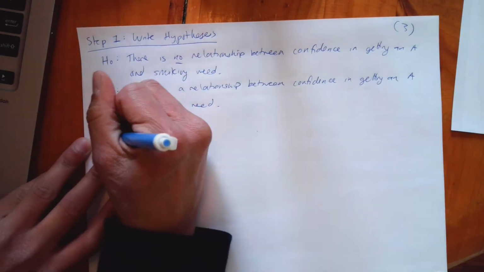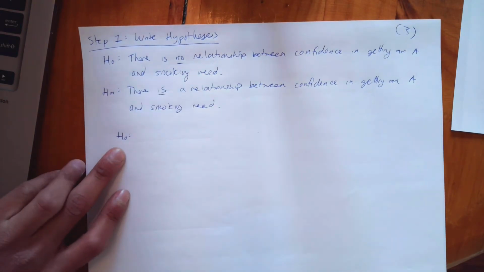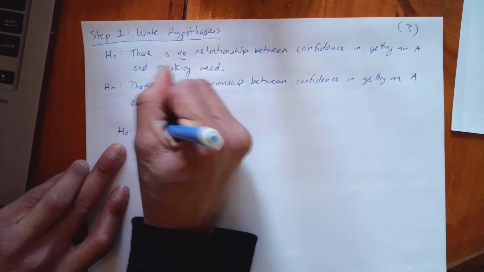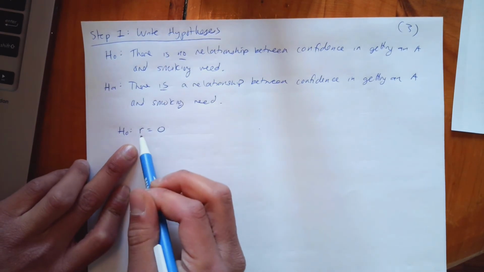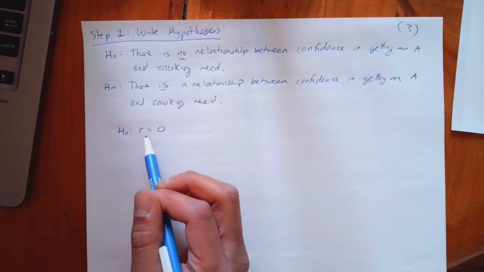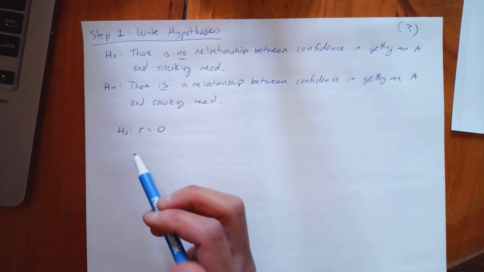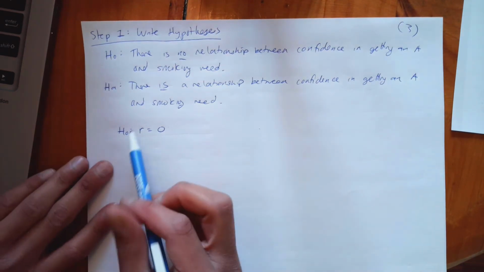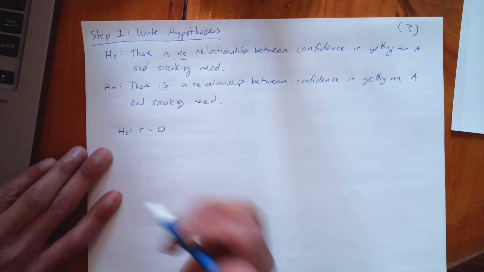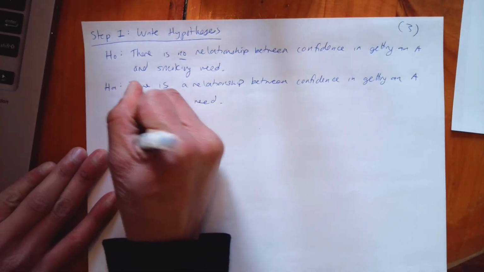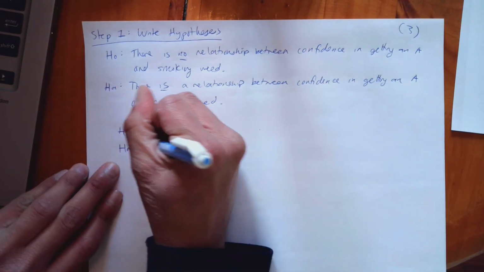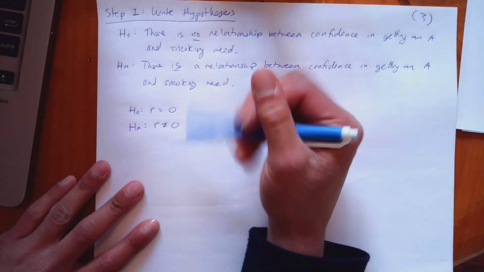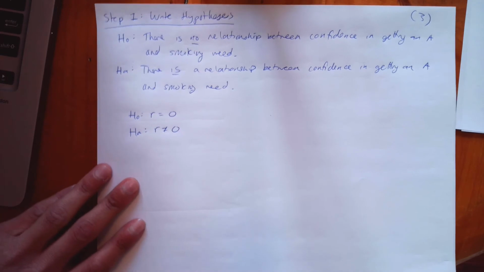Another way that you could write these hypotheses would be in terms of R. So our null hypothesis is that R, or our correlation coefficient, so this number that varies from 0 to 1 and is either positive or negative, our null hypothesis is that this value is equal to 0 in the population. Our alternative hypothesis is that this value is not equal to 0 in the population. And so these are just different ways of writing these two things in terms of a correlation.